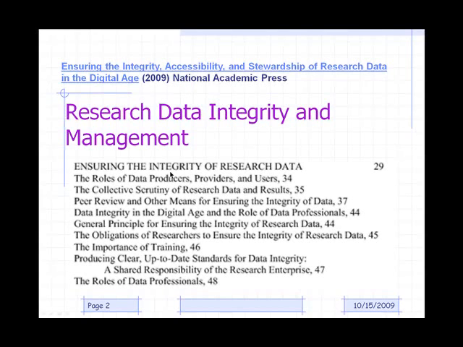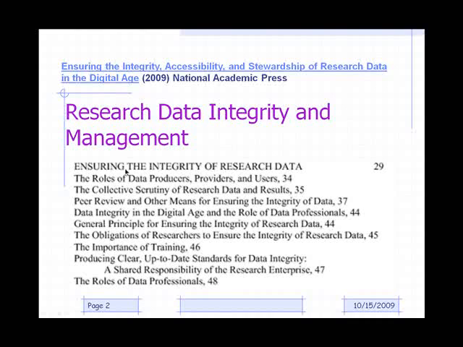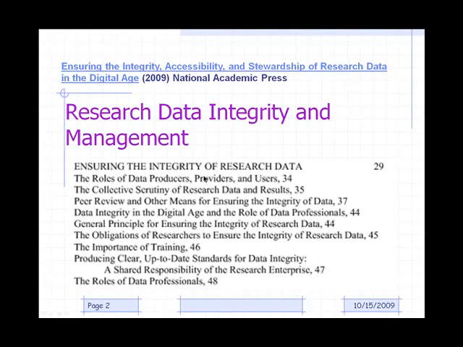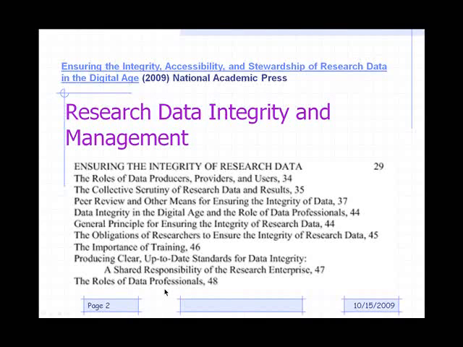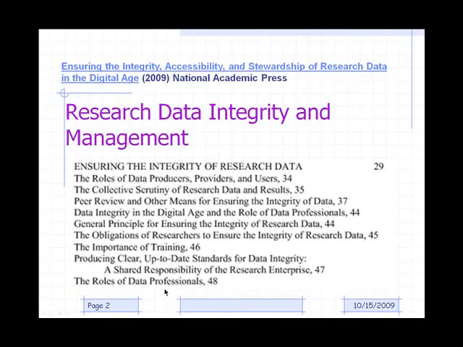So I pulled just a bit from the table of contents for this under this chapter called Ensuring the Integrity of Research Data, just to see where the trends are going and the demands placed upon the research professionals and their technical staff persons and trainees as well.